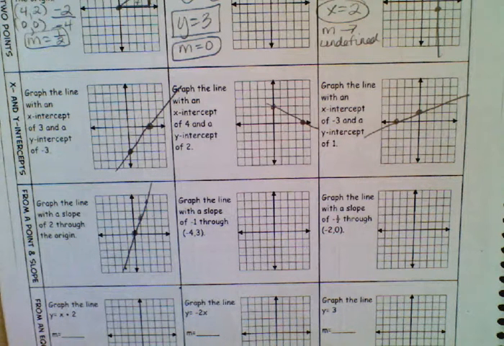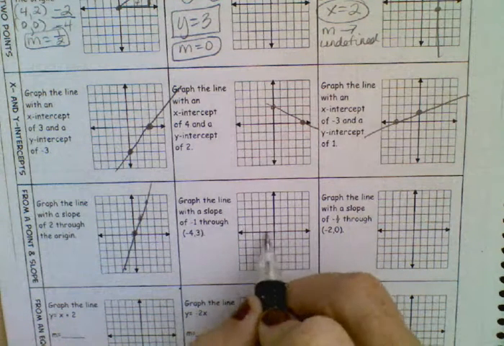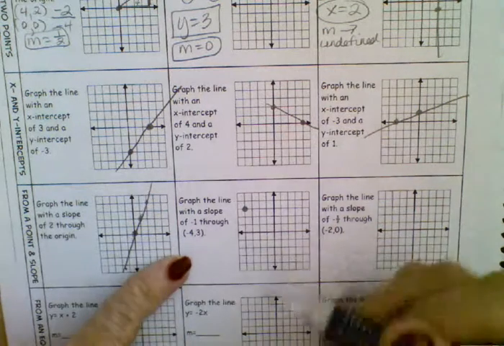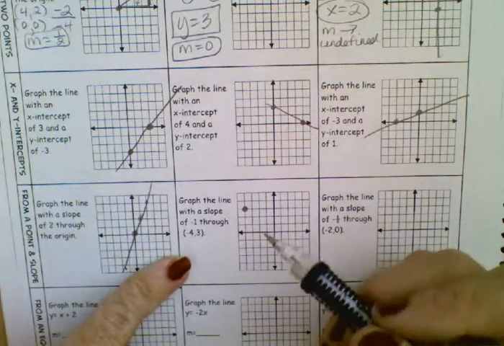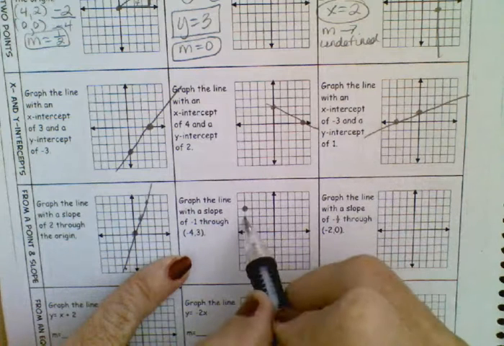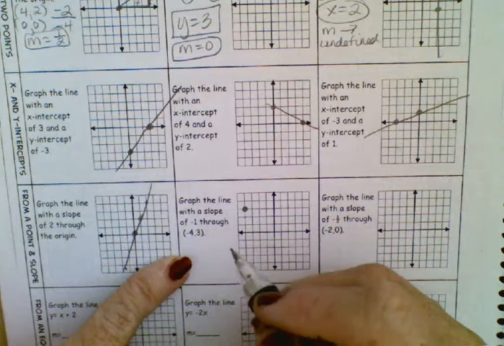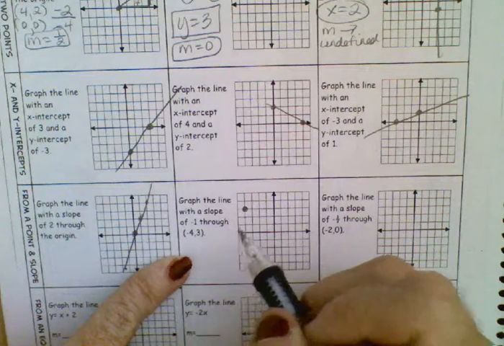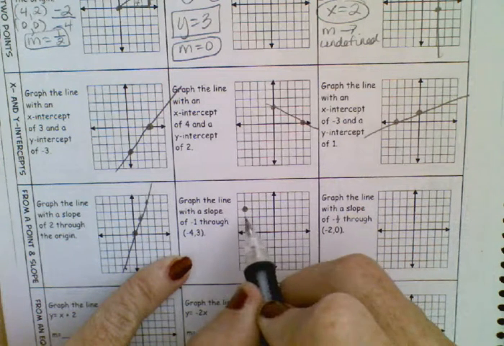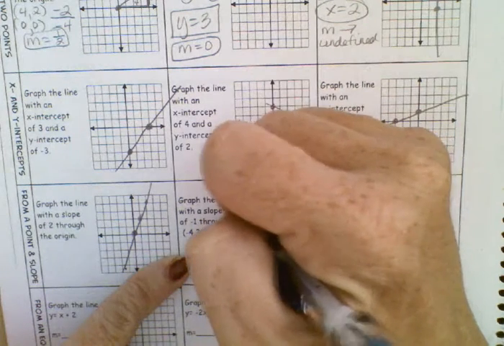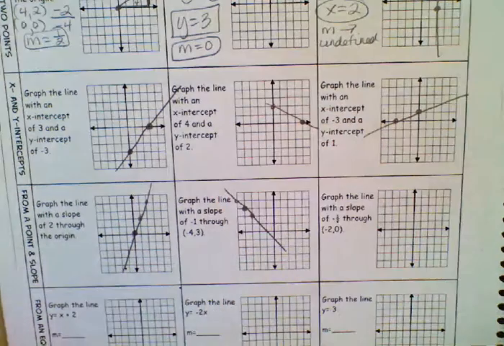Okay, Melanie, graph the line with a slope of -1 through -4, 3. So where is -4, 3 going to be? To the left 4 and up 3. To the left 4, 1, 2, 3, 4, and up 3. So there's my point, and then from that point I have a slope of -1. So is it going to go uphill or downhill? Downhill. And so I'm going to go from that point, where am I going to go? How many up or down and how many over? Down 1 over 1, good. Or I could have gone up 1 over 1, either way. Good.